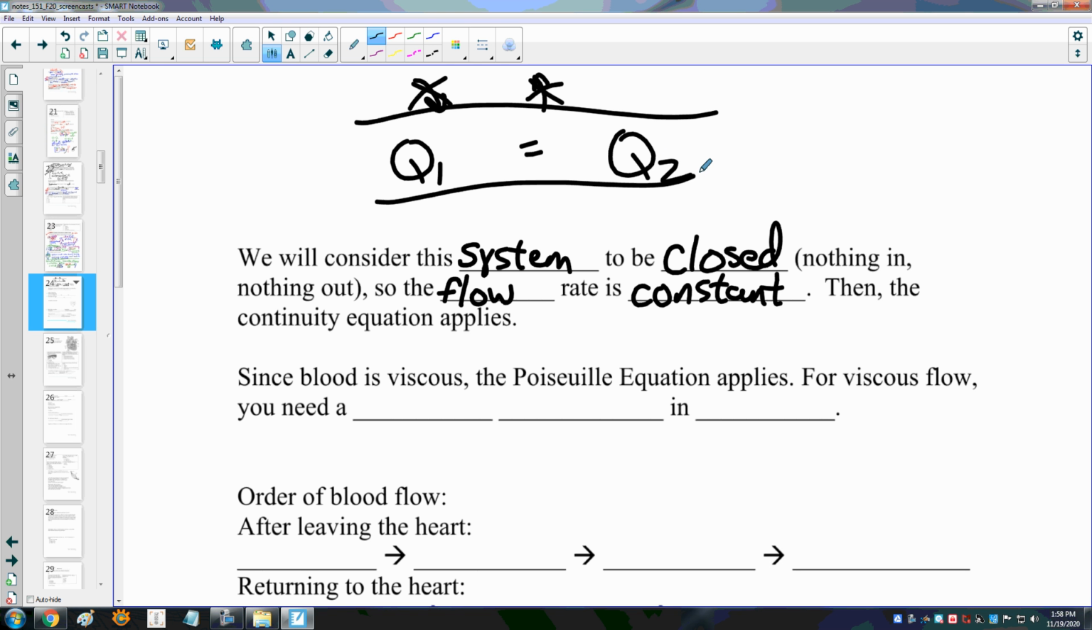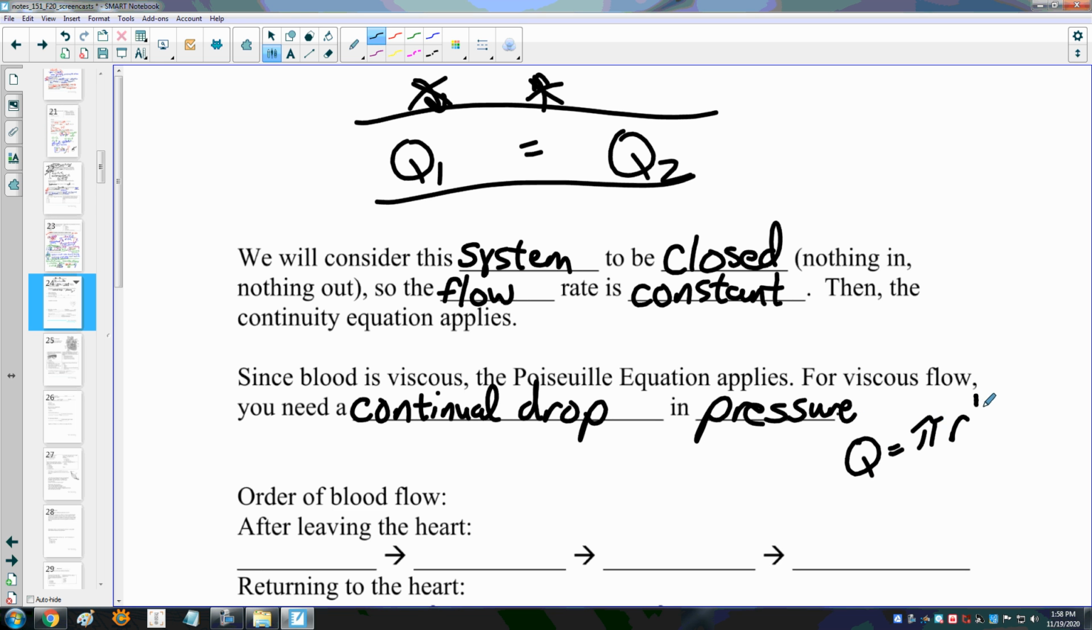And also, since blood is viscous, the Poiseuille equation also applies. For viscous flow, you need a continual drop in pressure. Remember that Poiseuille equation, that Q was equal to pi r to the fourth delta P, and that's what we're talking about here, that I have to have this drop in pressure in order for blood to flow, over 8 eta, which is our viscosity, times the length of that circuit.